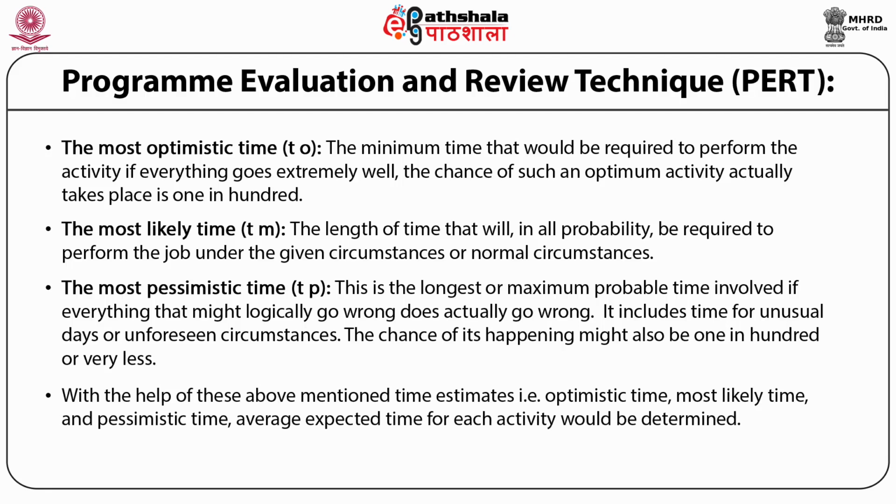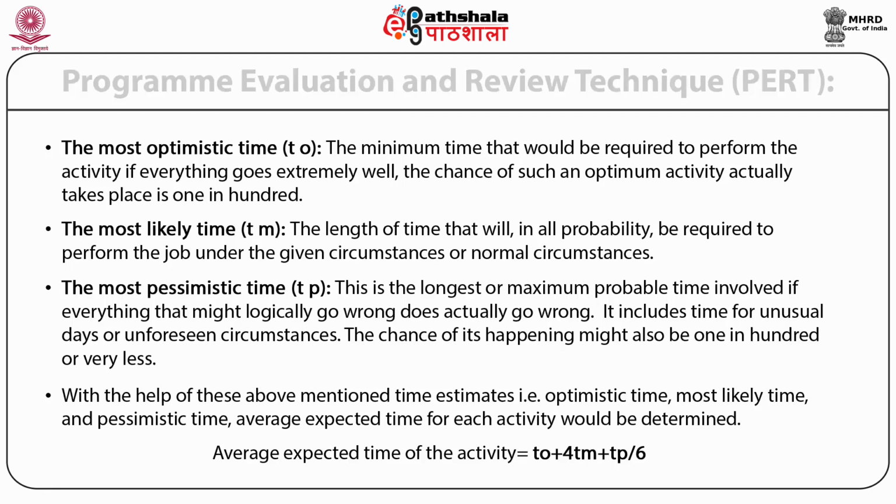With the help of the above-mentioned time estimates, that is, optimistic time, most likely time, and pessimistic time, the average expected time for each activity is determined. The average expected time of the activity is equal to TO plus 4TM plus TP, whole divided by 6.